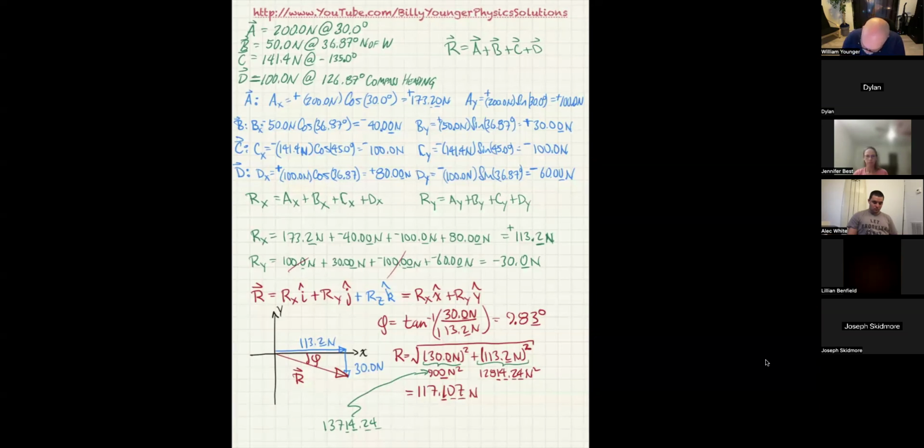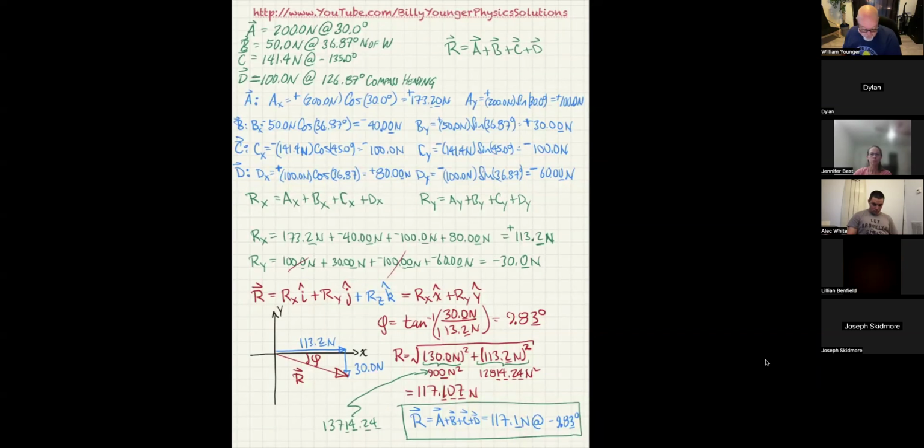So I can finally report that my vector R, the resultant, equal to A plus B plus C plus D, is actually equal to 117.1 newtons. Notice I underlined it to make sure I'm giving someone an extra digit in case they need it. And since this measurement was made clockwise from the positive x-axis, I can just use the at symbol and call that negative 9.83 degrees. And that is my complete answer.